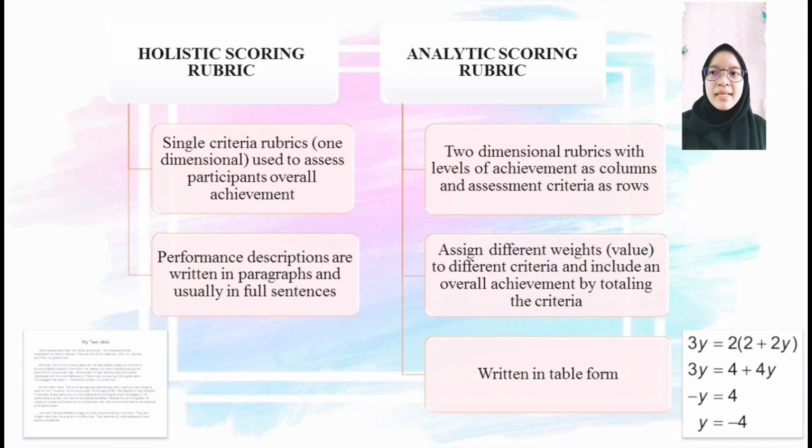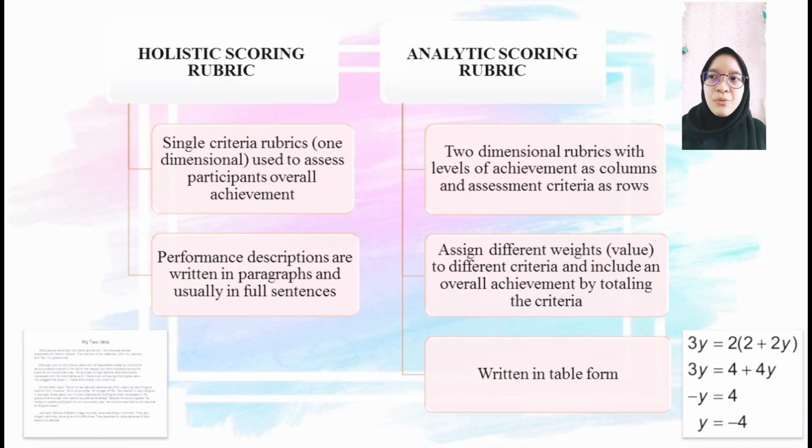So the best example that I can give for this holistic scoring rubric is an essay, because every time we write an essay, we will definitely write it in paragraphs and also in full sentences, right? So that's the best example for the holistic scoring rubric.